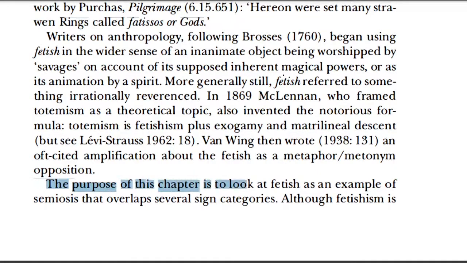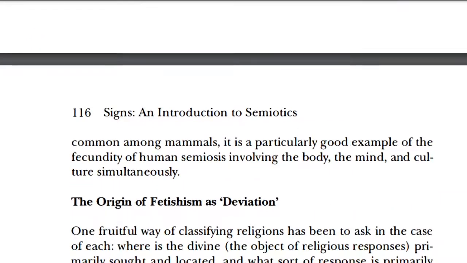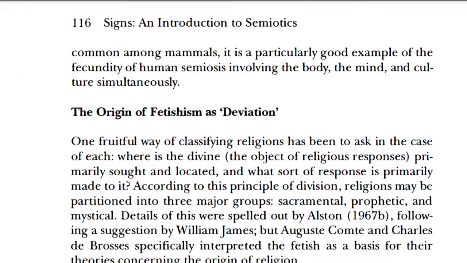The purpose of this chapter is to look at fetish as an example of semiosis that overlaps several sign categories. Although fetishism is common among mammals, it is a particularly good example of the fecundity of human semiosis involving the body, the mind, and the culture simultaneously.